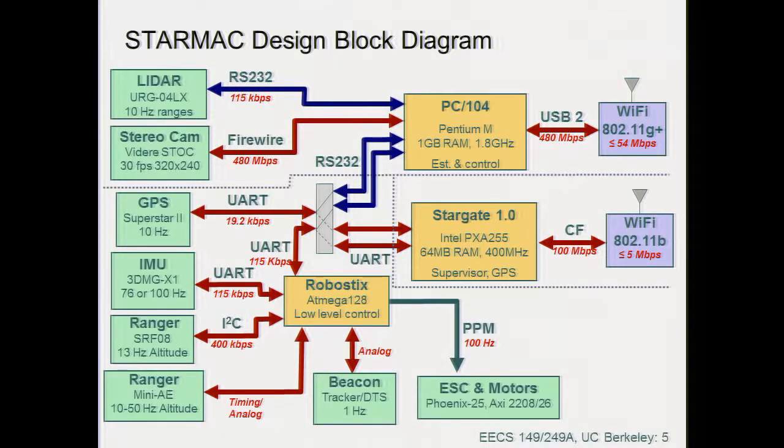Okay? You can see there the yellow boxes, there are three microprocessors. So there are three computing elements going on in parallel. PC 104 and Stargate are standard computing engines, if you like. Not so RoboSticks. RoboSticks is a particular low-level microprocessor that deals with the low-level control of the quadrotor, which is essentially making sure that the engine does what it's supposed to do. All the rest is the thinking and the decision making that goes on when the thing flies.